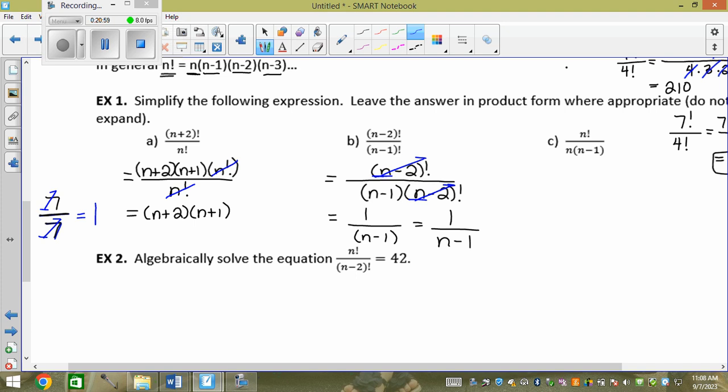That would stay as a 1 on the top then in the numerator? Because it's a 1 left behind. Okay. And this would be n minus 1 times 1. Well, when you multiply anything by 1, it just stays that, right? Okay. For C, we'll expand the top because it's the only one with a factorial symbol.